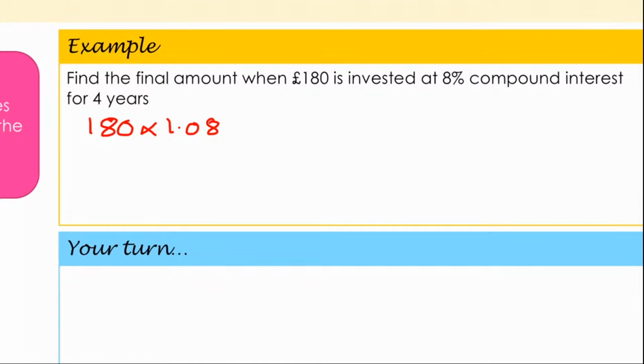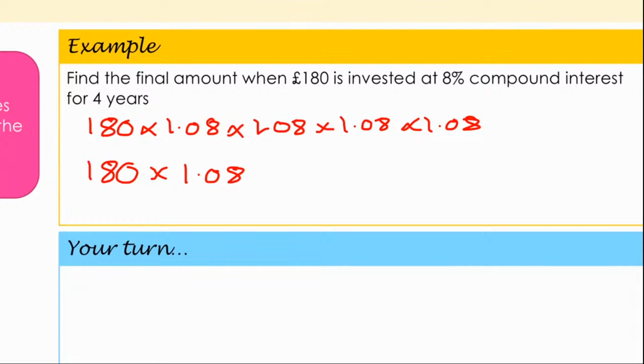That would be the first year. The second year, the new amount would then increase by 1.08 again, and then again, and then again. So that would happen each year. The new amount would keep being increased. Now, hopefully you've spotted or remembered that a quicker way to write this would be using a power. So that is the same as 180 times 1.08 to the power of 4. And that would give us our answer of 244.888 when you put it into your calculator.